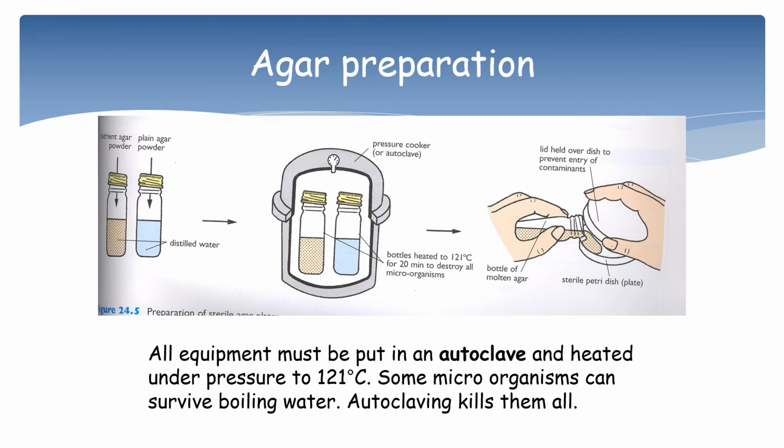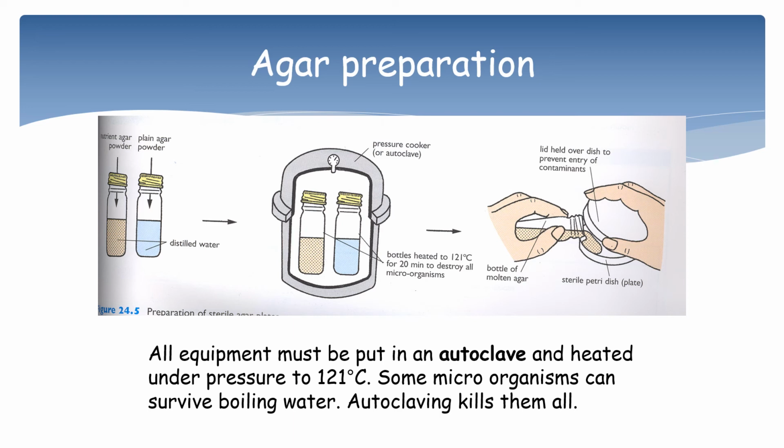So to make your nutrient agar for your bacteria to grow on, you would need to put your nutrient agar powder and your distilled water into your autoclave. You'd then heat it in your autoclave to 121 degrees Celsius to destroy all microorganisms. And then you would pour it into your petri dish, but it would obviously need to be a sterile petri dish that you would have had to have autoclaved.